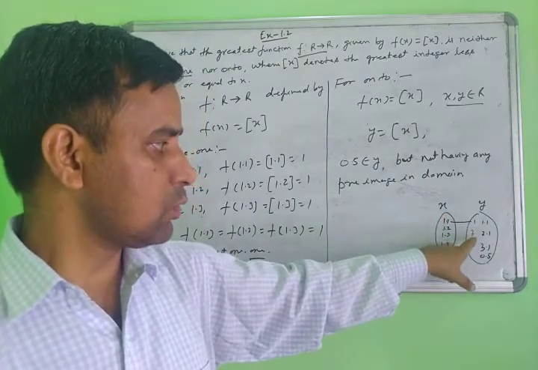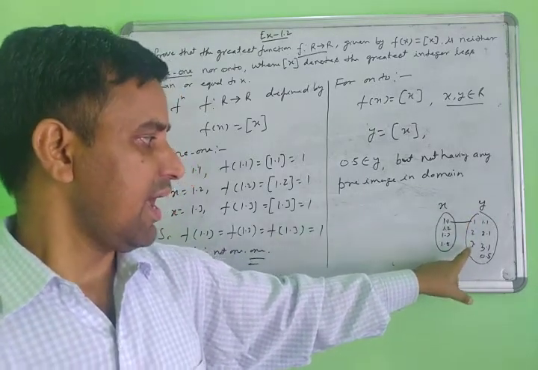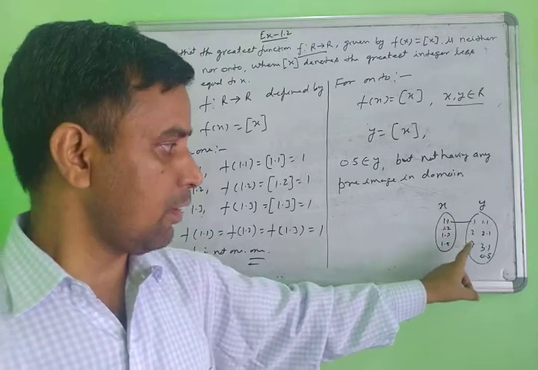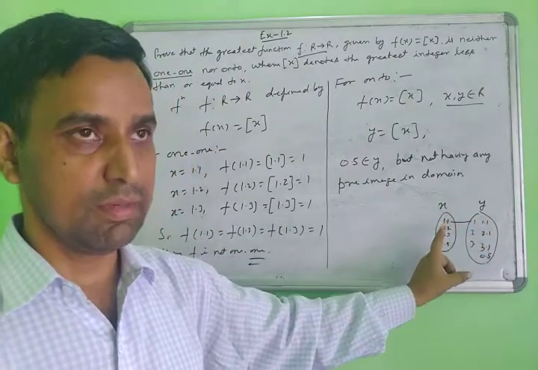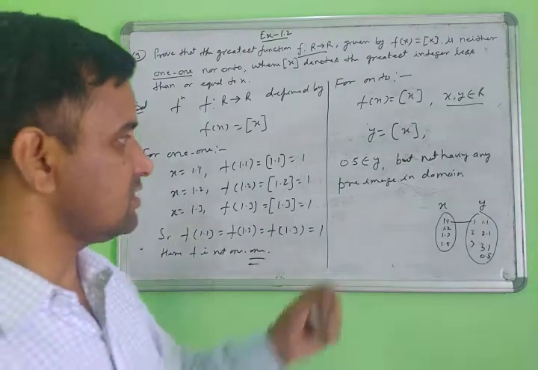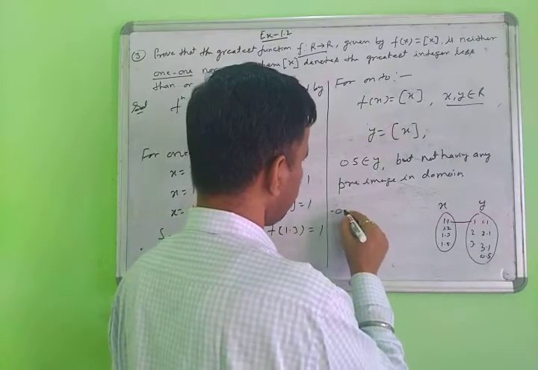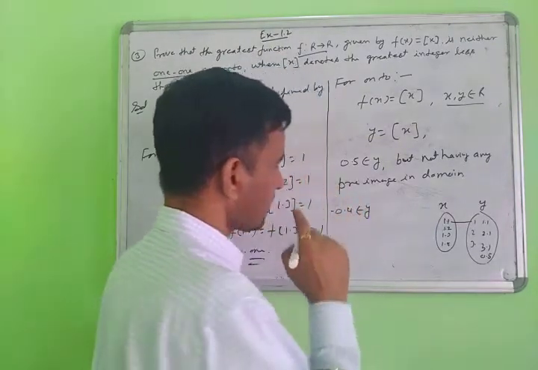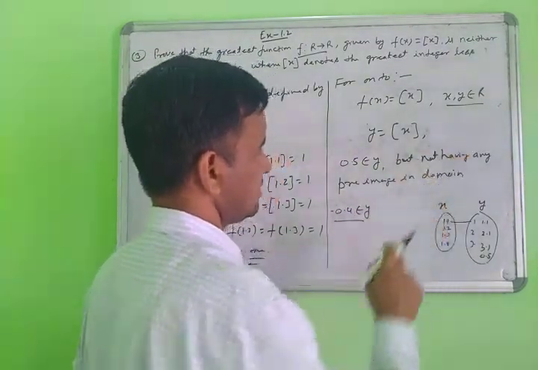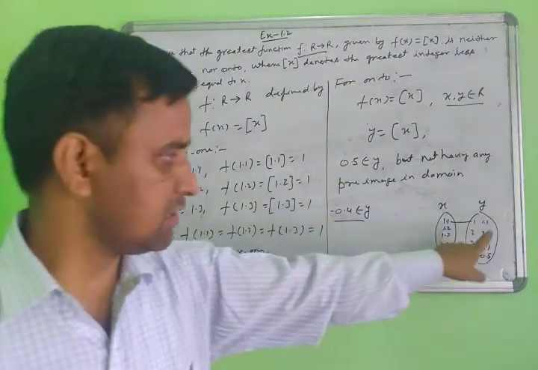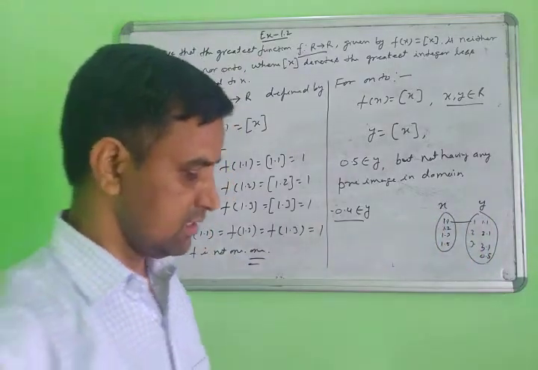Here only 1, 2, 3, only positive integers, and negative integers have a pre-image in the domain. All positive decimal numbers and all negative decimal numbers do not have a pre-image in the domain. This is a simple example. You can take one more thing, -0.4 belongs to y, but does not have a pre-image in the domain. This type of number, decimal number, does not have a pre-image in the domain. So this is a simple example here.